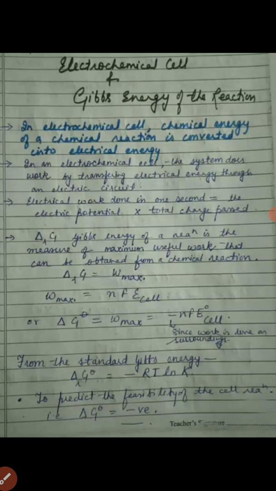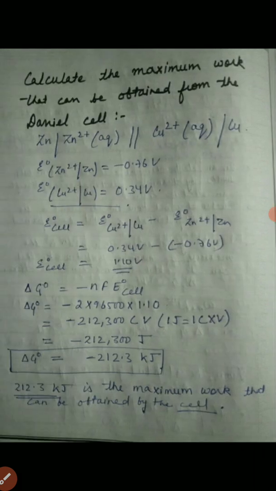Now students, just have a look at the numerical related to these equations. I have taken an example. Calculate the maximum work that can be obtained from a Daniell cell. So, Zn half cell, Zn2 positive, salt bridge sign, double parallel line, then Cu2 positive and half cell copper. Now, the electrode potentials are known to us. E naught equals minus 0.76 for the zinc electrode, and E naught for copper is 0.34 volt.